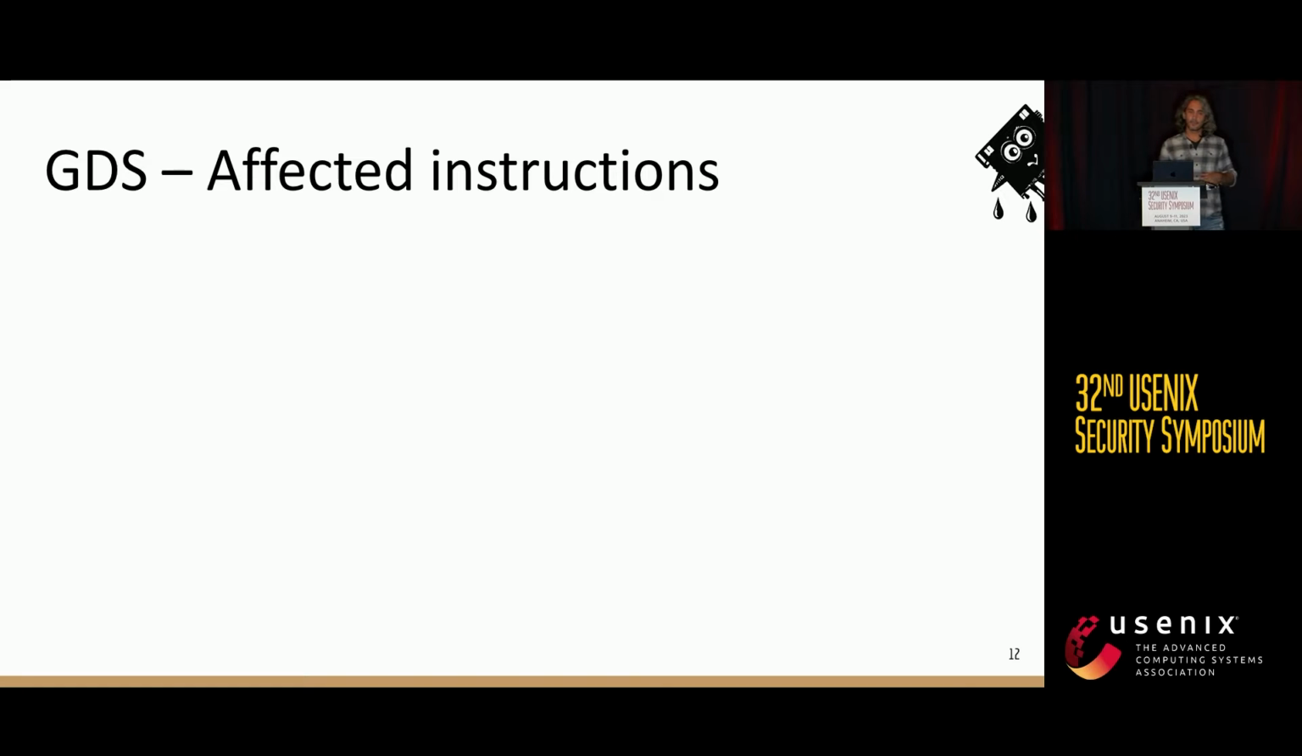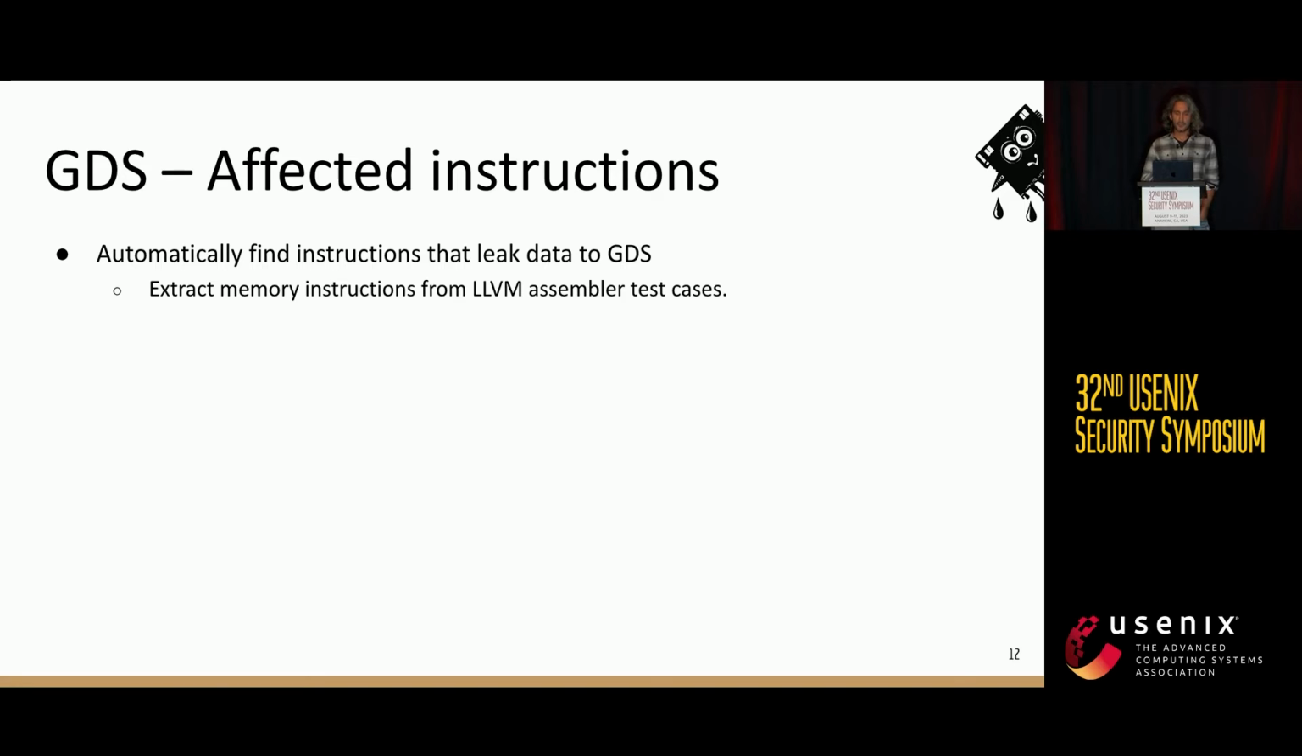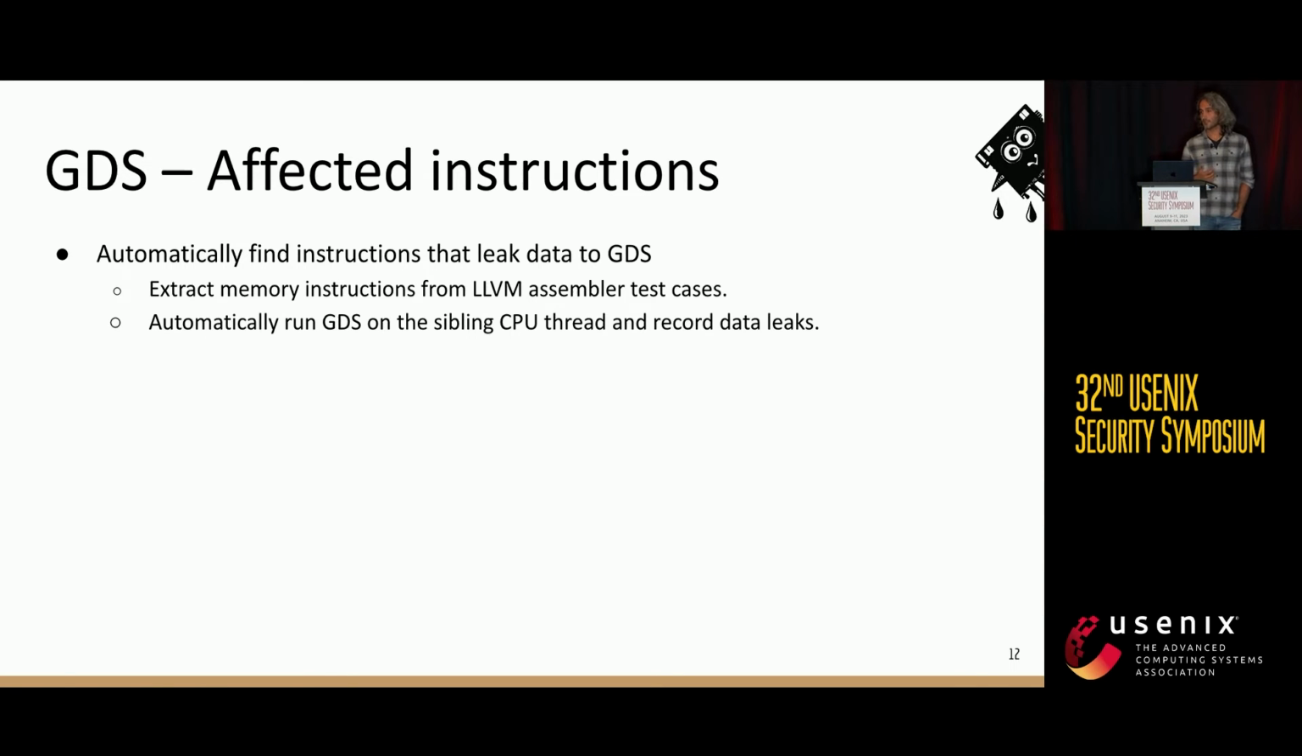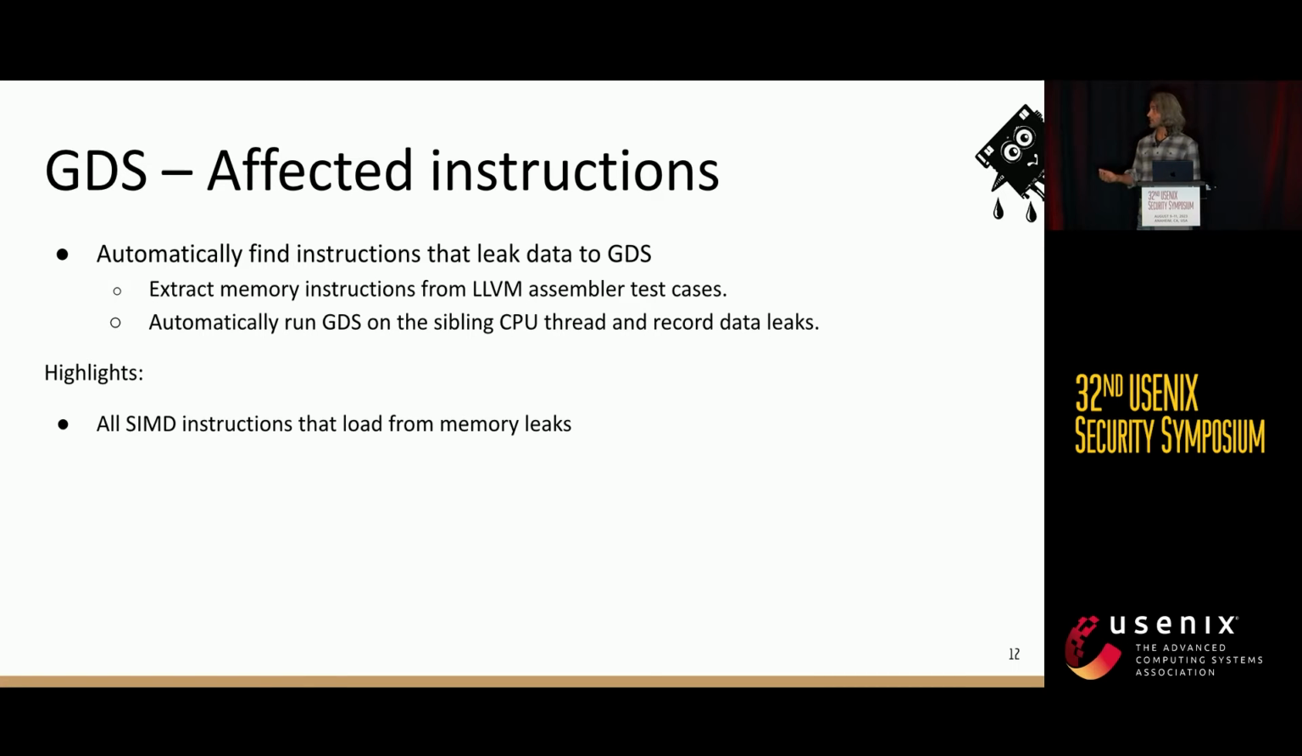One thing that was interesting for me is what kind of instructions are affected by this particular vulnerability. So I developed a simple tool to automatically test all sorts of different memory operations, which basically extracts all memory operations from the LLVM assembler test cases and executes each of them with a known data pattern. At the same time, we execute the gather data sampling on the same core and see if we leak from any of those instructions. The highlight of this experiment was that all SIMD instructions that load from memory leak.